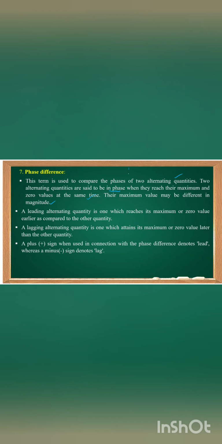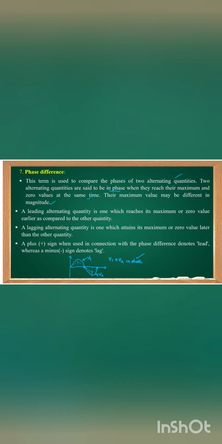For example, take this one waveform. Their maximum values may be different. Let this be the V1 waveform, and let this be the V2 wave. For both waveforms, the maximum values take place at the same instant, and zero takes place at the same instant. Then we can say that V1 and V2 are in phase, even if the amplitudes are different. Then we can say that waveforms are in phase.